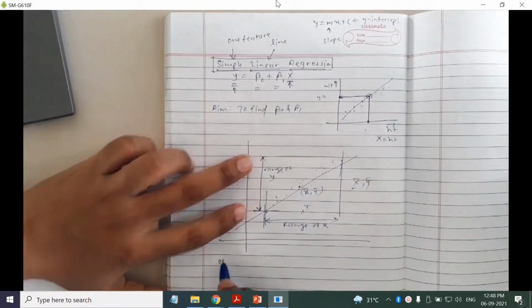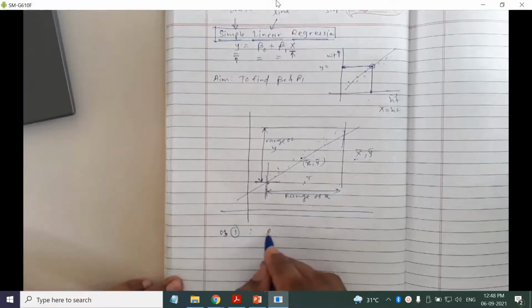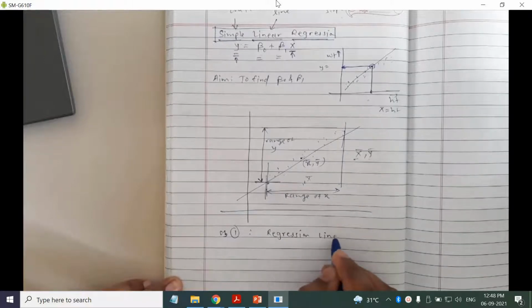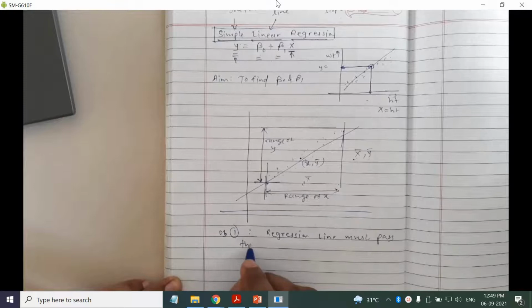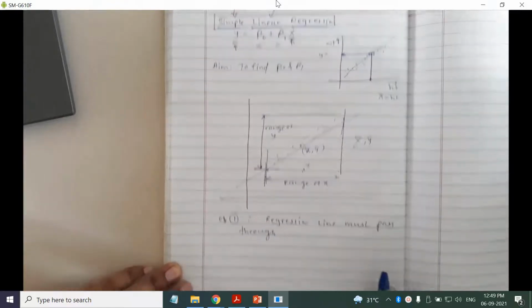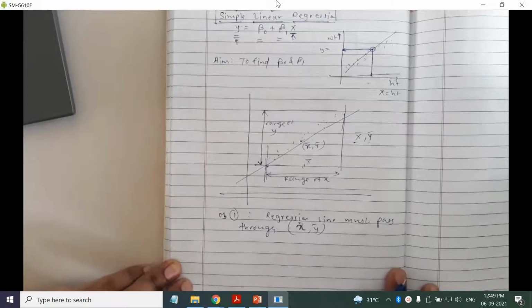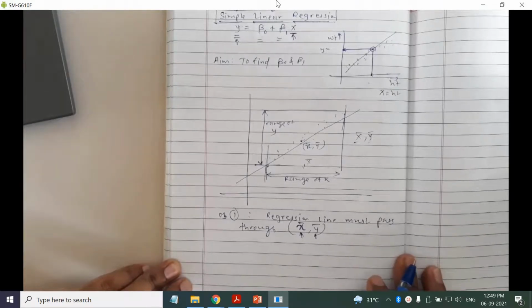So my observation 1 is: regression line must pass through x bar, y bar. X bar and y bar are the mean of x and y respectively.